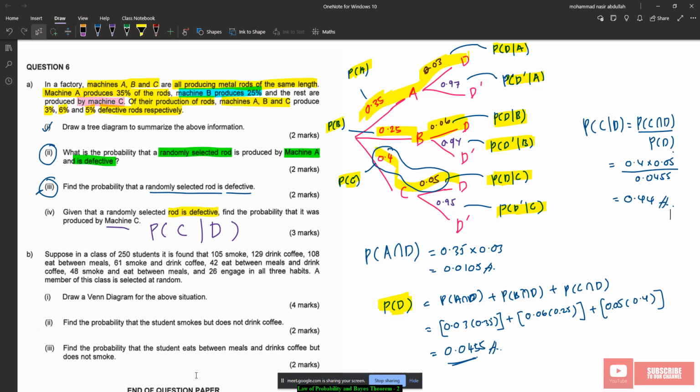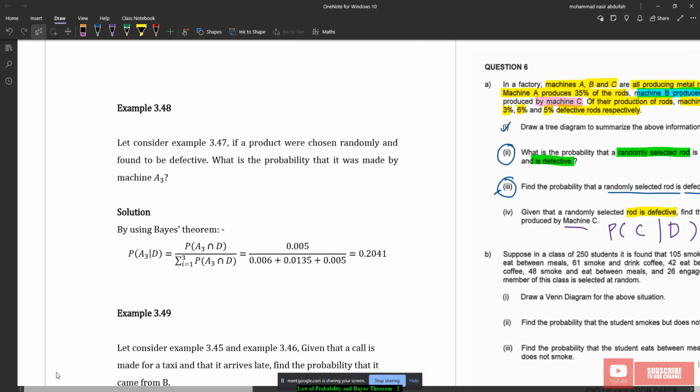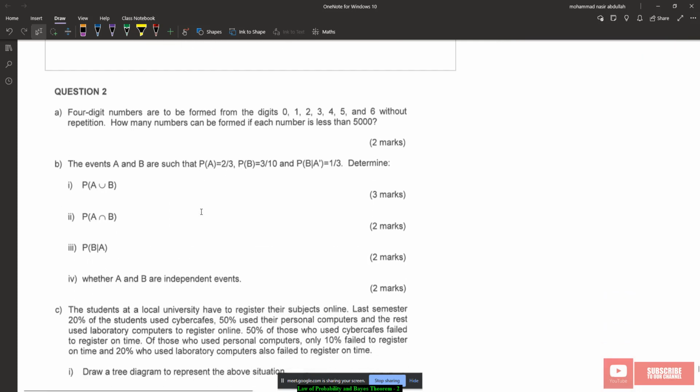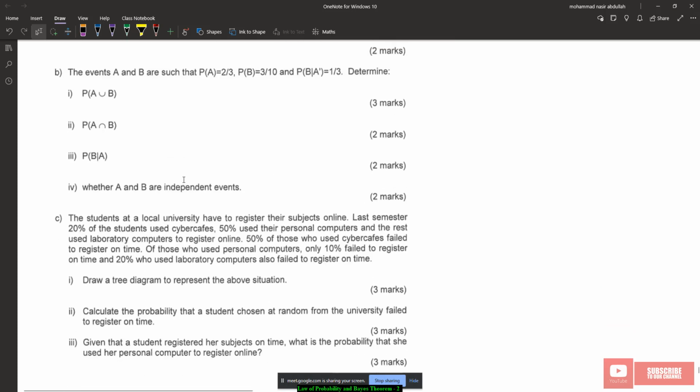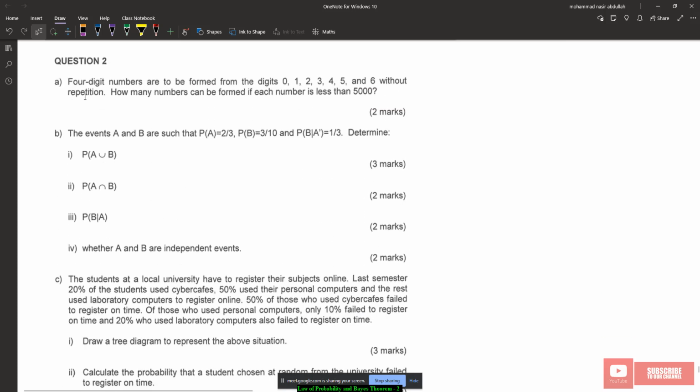But before we understand Bayes theorem, we need to understand theorem number 11, which I already explained to you. So basically that's all for chapter number 3. All these examples you can do by yourself. Now let's look at this question before we end our session. We try to do all the questions. Now this is your past year question, I'm not sure, 2014 I think, right?